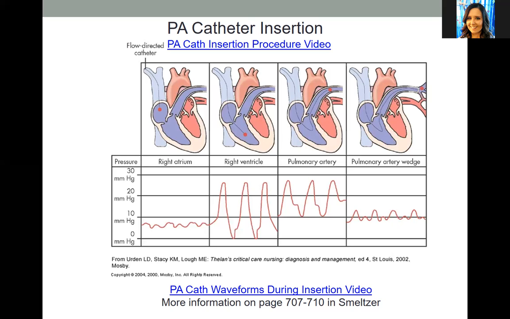Normal pressures: right atrial pressure normal is 2 to 6. Right ventricular pressure, we have two measurements, a systolic and diastolic. So normal right ventricular pressure is 20 to 30 over 0 to 8 millimeters of mercury. Pulmonary artery pressure, or PA or PAP pressure, is 20 to 30 over 8 to 15. And then normal wedge pressure, pulmonary capillary wedge pressure or pulmonary artery occlusive pressure, is 8 to 12.